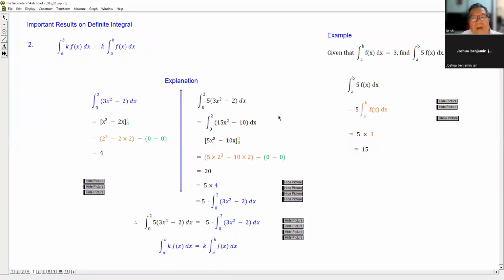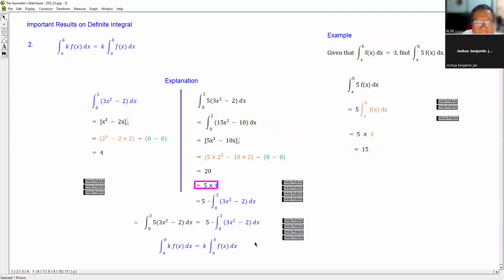Okay. Now I want to show you the difference between having no number in front and having a number in front. If there's no number in front, you will get a value. If there's a number in front, you don't have to worry. You find this value first, then only you multiply the number in front. You don't have to go through these steps here.